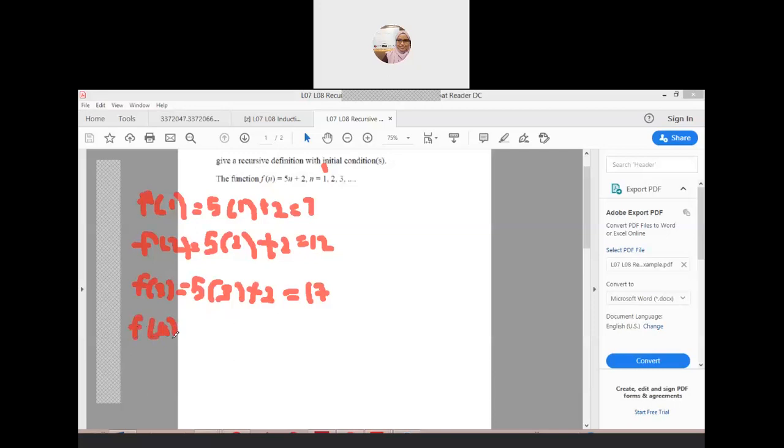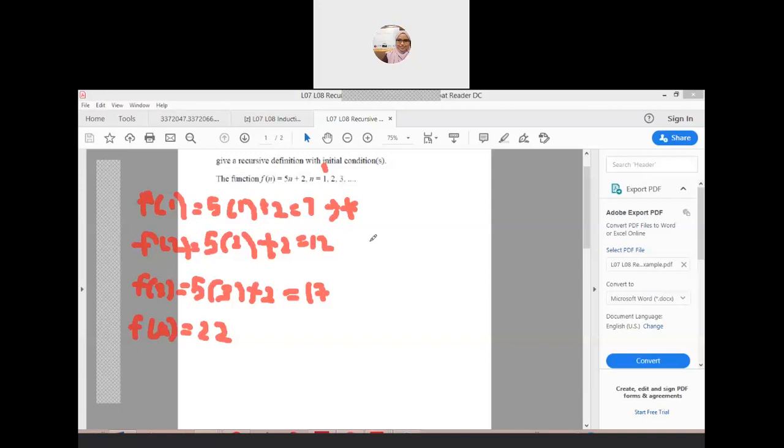F4 is equal to 5 times 4 is 20 plus 2 is 22. Okay, now we see the difference. The hint is to see the difference. Okay, this will be our basis step because it begins with 1. This will be our basis step.